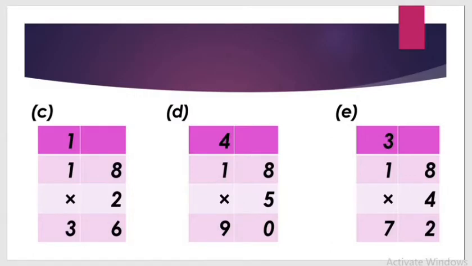18 2s, how many? 18 2s: 2 8s, and then after, 2 1s. Got my point, all students? 2 8s are 16. 8 plus 8, how many? 16. 6 here and 1 is carried.